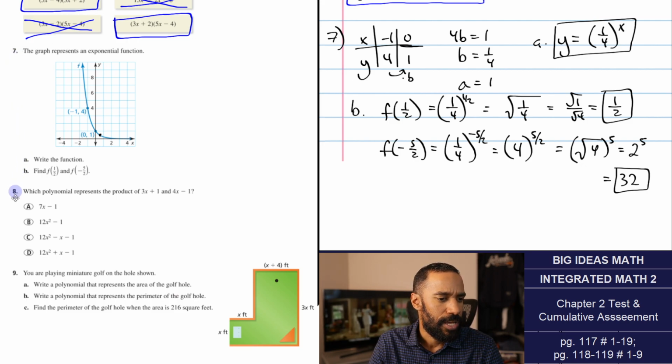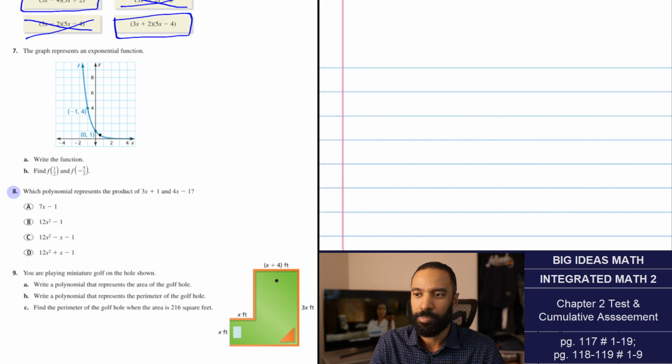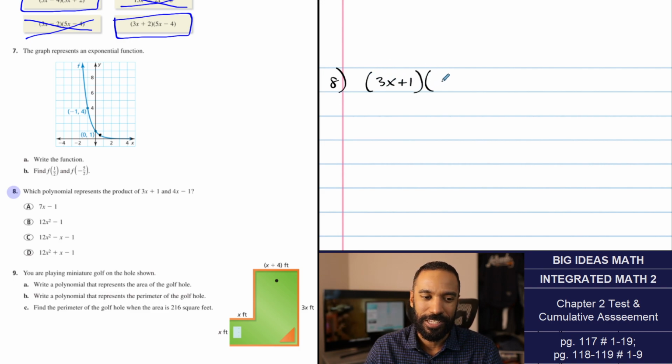Okay, number 8. Which polynomial represents the product of 3x plus 1 and 4x minus 1? You have two options. You can either factor all 4 of these. Well, some of these aren't really factorable. Or the better option is you can distribute this and see which one this is.